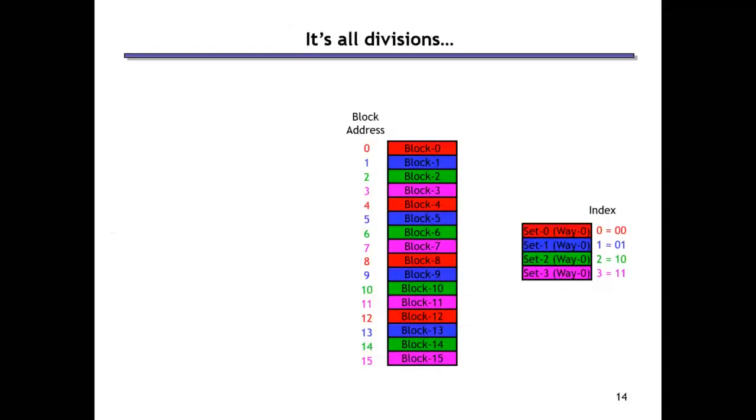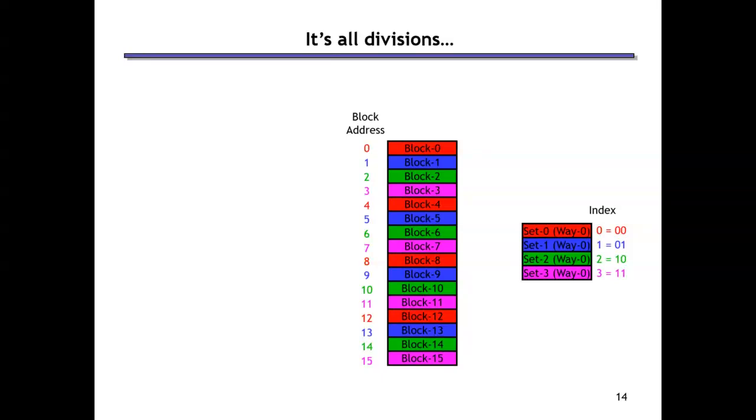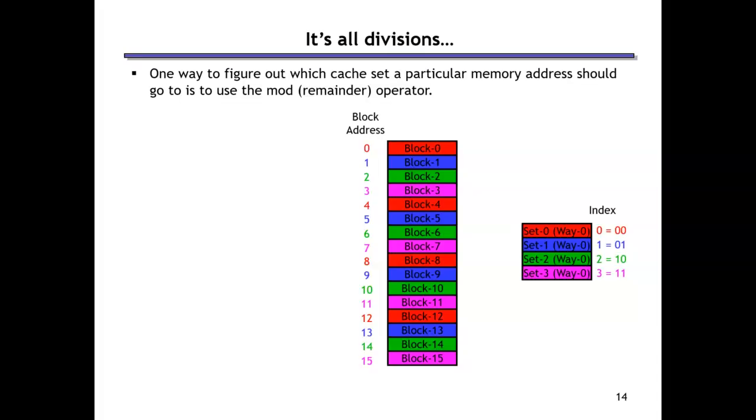Now there are 4 sets. What is the index for set 0? Anyone may answer. Yes. What is the index for set 0? 0, 0. What is the index for set 1? 0, 1. The index for set 2 is 1, 0. And the index for set 3 is 1, 1. Okay. Can you see here?